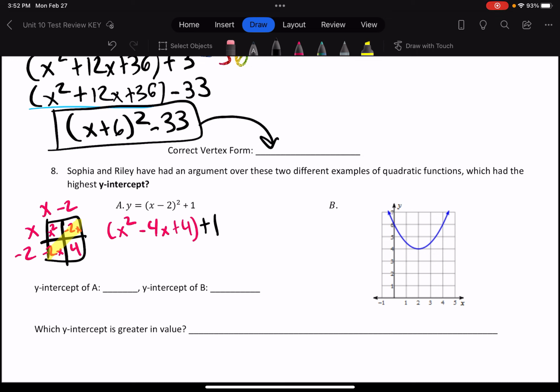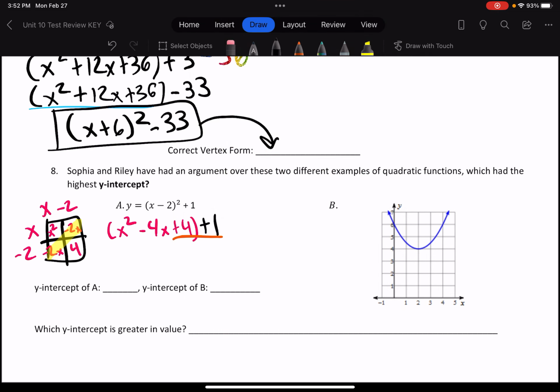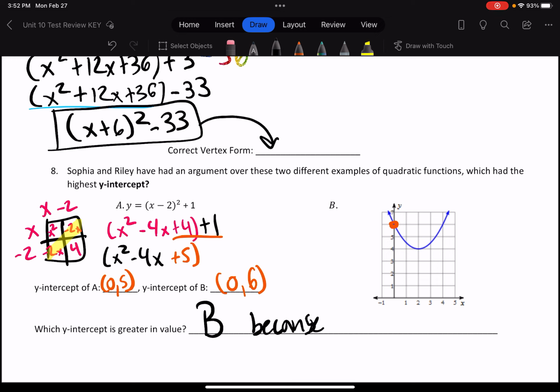But I still have that positive 1 behind my parentheses. I don't have anything to distribute. So my last step is just to add. So my standard form is x squared minus 4x plus 5. So therefore, the y-intercept of A is (0, 5). And then if I go over to B, I look for its y-intercept, and that's at (0, 6). So therefore, problem B has the greater y value because the value 6 is greater than the value of 5.